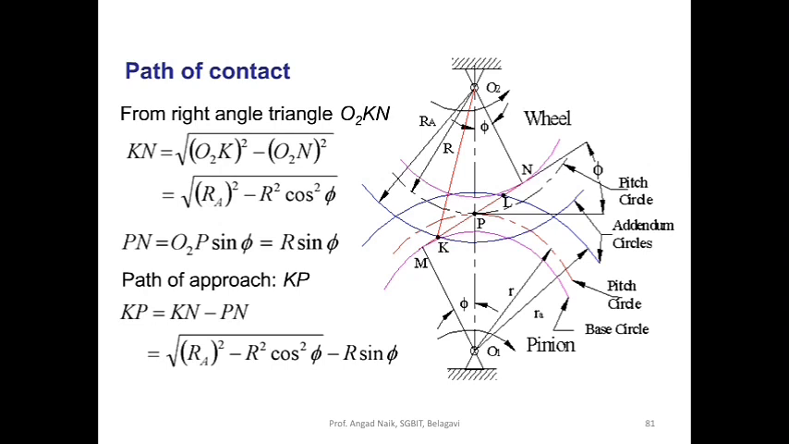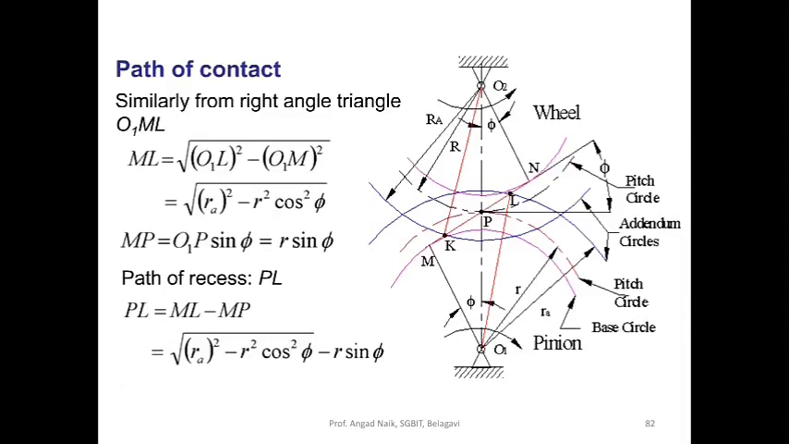Path of approach is defined as KP in our earlier slides. So KP is equal to KN minus PN by geometry. By substituting the values of KN and PN that we have got from the triangle O2KN in the path of approach equation, we get square root of Ra square minus R square cos square phi minus R sin phi.